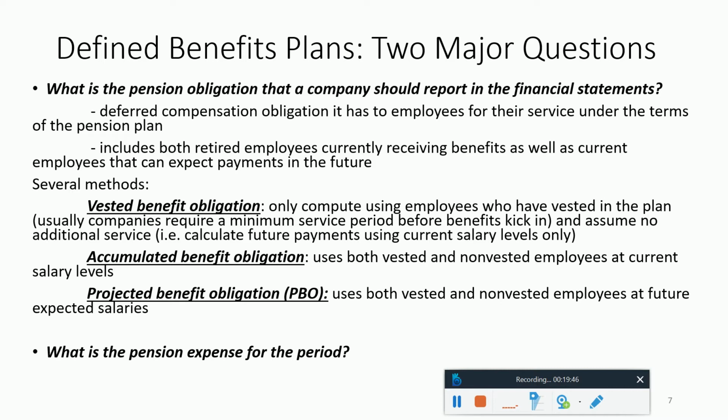obligation, or the PBO. So under the PBO method, you're going to use both vested and non-vested employees, so your whole population of employees, and it's going to project what they think their future salaries are going to be. The PBO is the method that is required for GAAP purposes. And then I already mentioned earlier, the second major question is what is the pension expense for the period? So what is our annual pension expense?